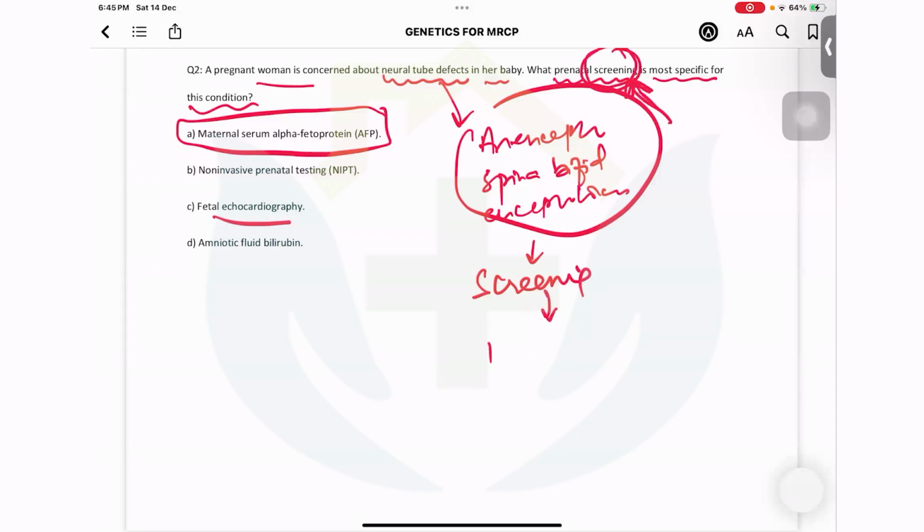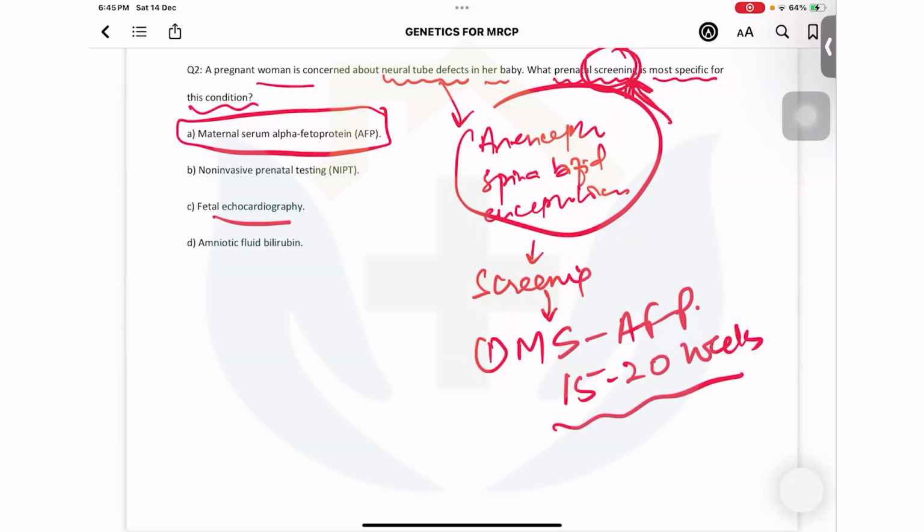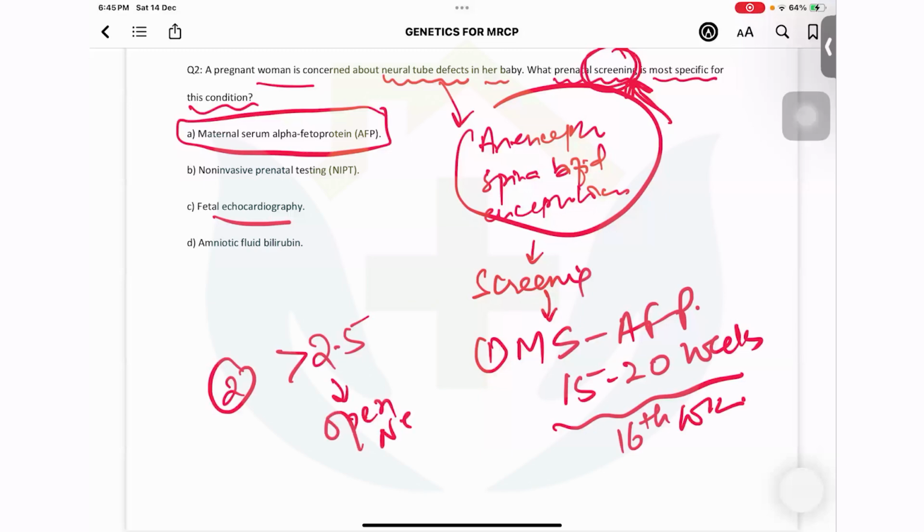In screening, you need to do, first of all, maternal serum alpha fetoprotein. This is a fetal protein that crosses the placenta into the maternal circulation. When do you do that? 15 to 20 weeks of gestation, ideally the 16th week. If it is elevated to more than 2.5 times, then it is an indicator for open neural tube defects. So this is basically a neural protein which is released into the maternal circulation. Low MSAFP may indicate chromosomal abnormalities also.